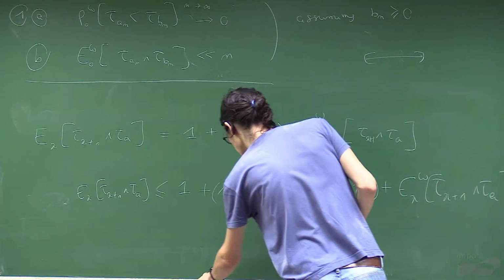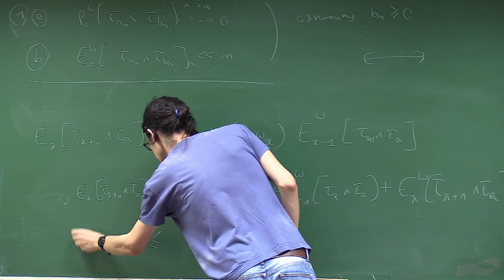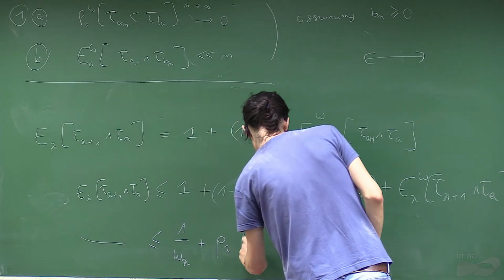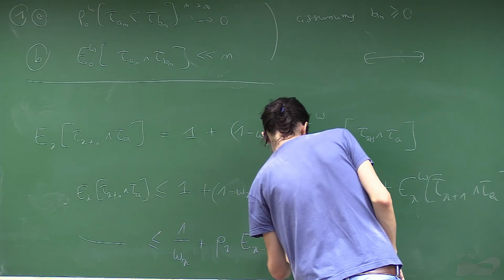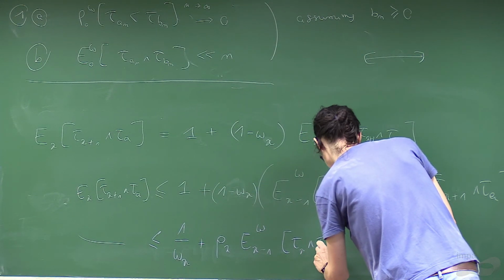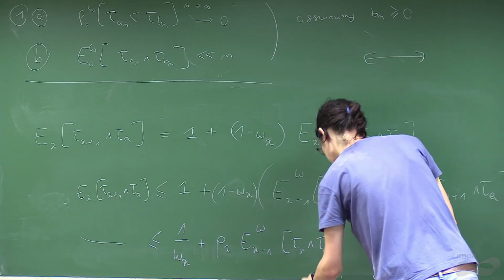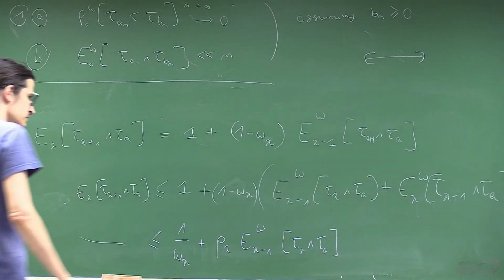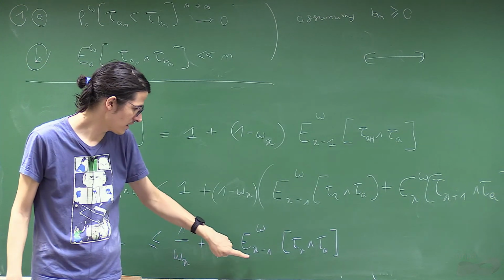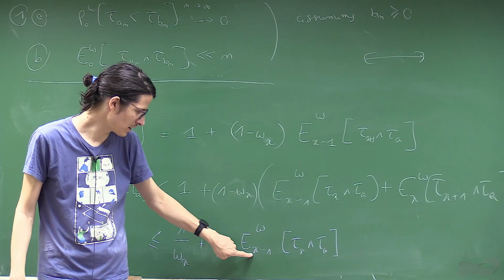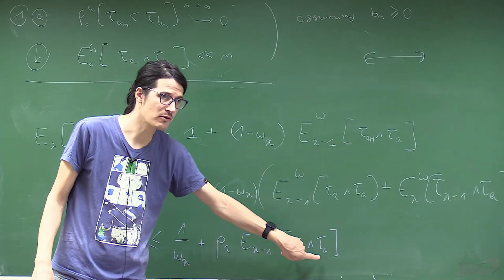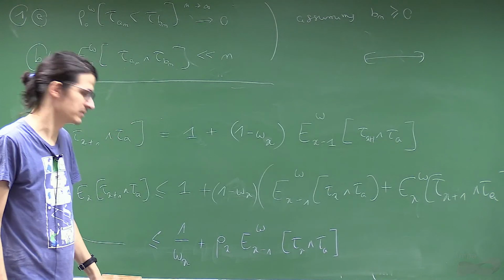So this thing is smaller than 1 over omega x plus rho x E x minus 1 omega tau x tau a. And you can iterate this, and it will stop when x is equal to a plus 1, because at that time this thing will be 0.